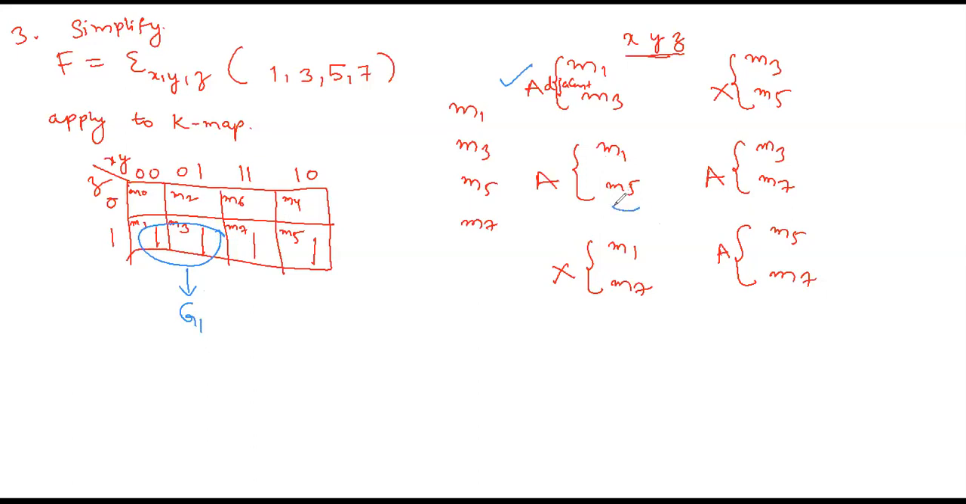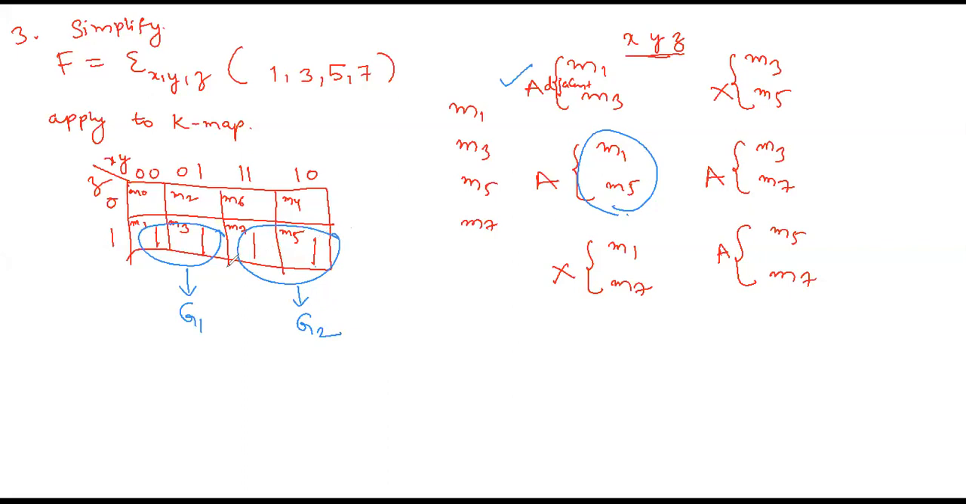Okay, we are waiting for this one, M1, M5. Next, M3, M7. Okay, M3 is also covered. M5, M7. Okay, M5 is not covered in the grouping, M7 not covered in the grouping. So you can form it as G2.